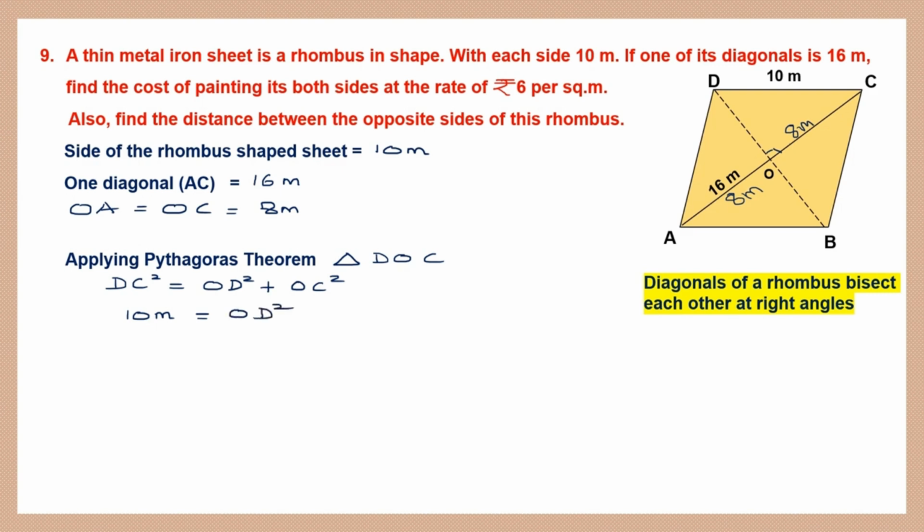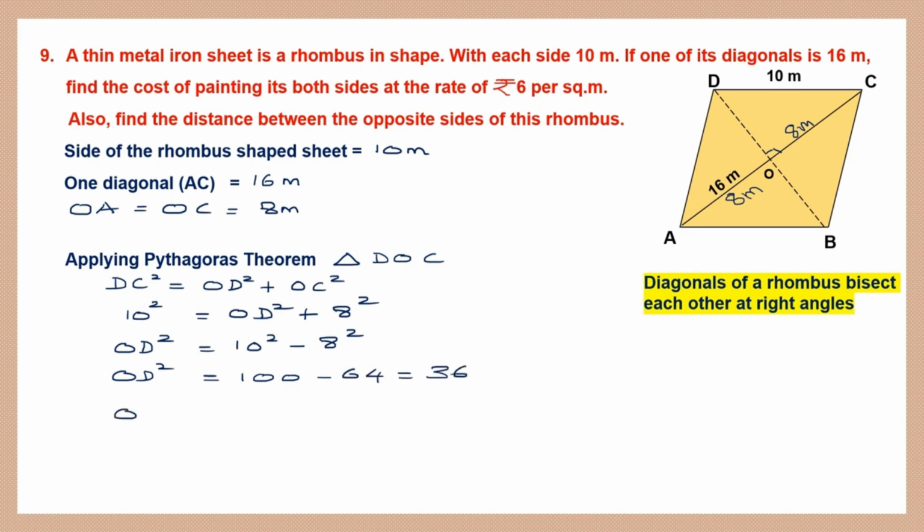OD square. And remember this is 10 meters, 10 square. And OC is also given to us. OC is 8 meters, so 8 square. So now we're going to find the measure of OD square, and that will be 10 square minus 8 square. OD square is equal to 10 square, which is 100, minus 8 square, which is 64, and this is 36.